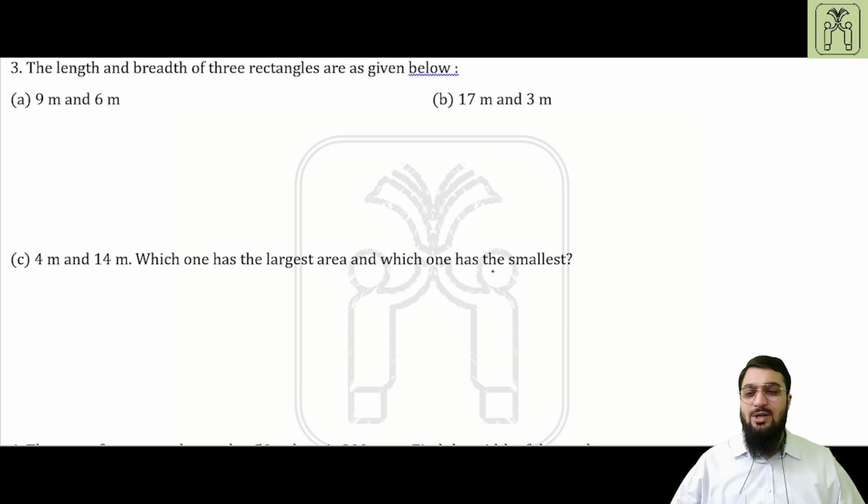Coming to part 3. The length and breadth of three rectangles are given below: 9 and 6, 17 and 3, 4 and 14.